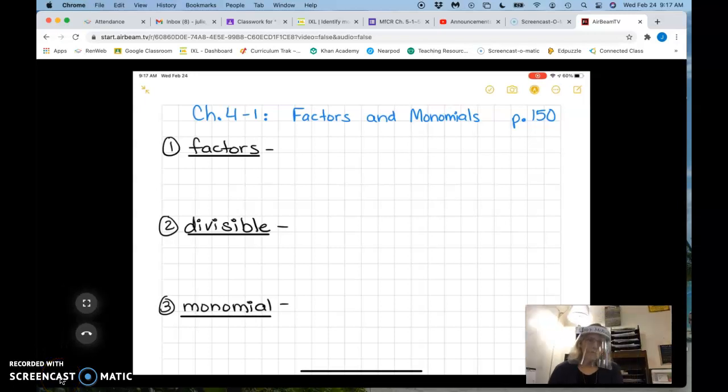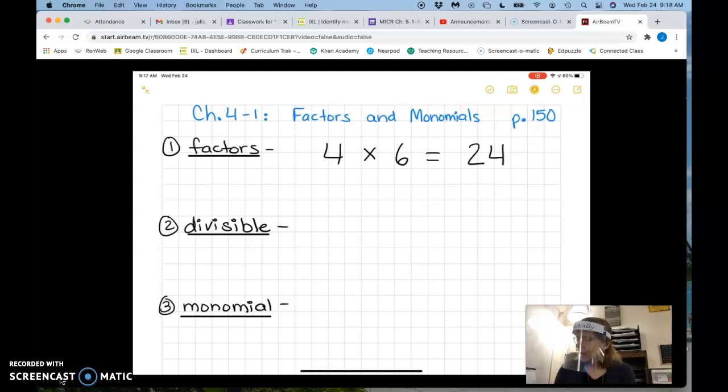Okay, new chapter, 4-1, factors and monomials. So a factor are just the products in a multiplication problem. So products are numbers that are being multiplied together. So let's look at this example and we'll talk about it.